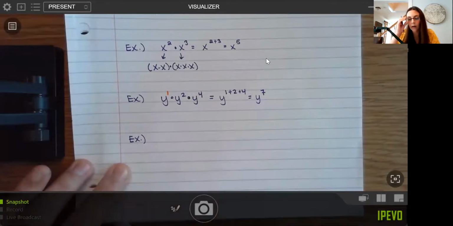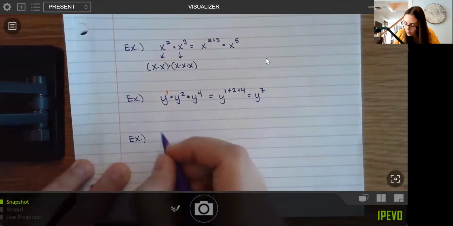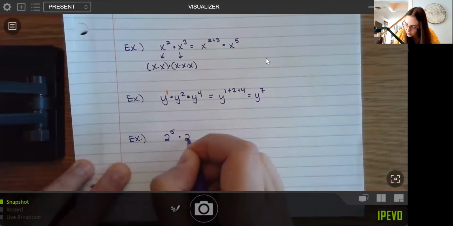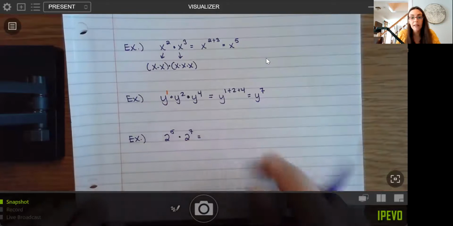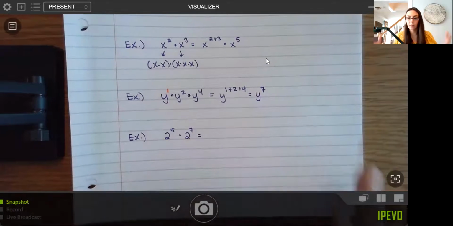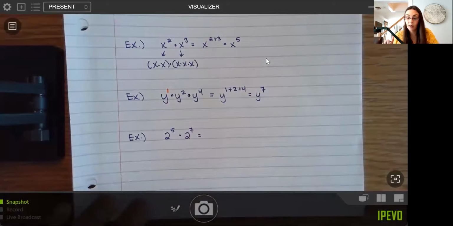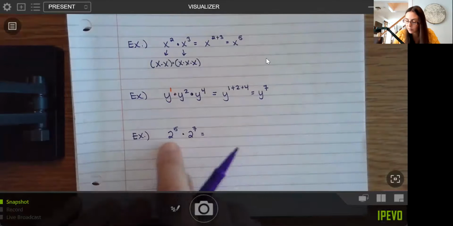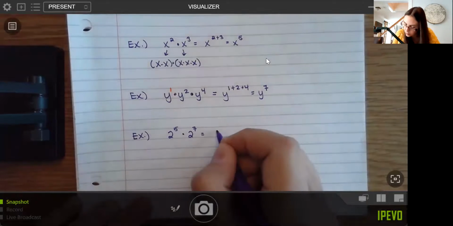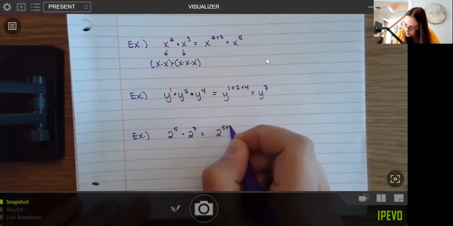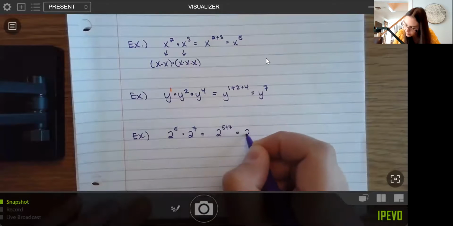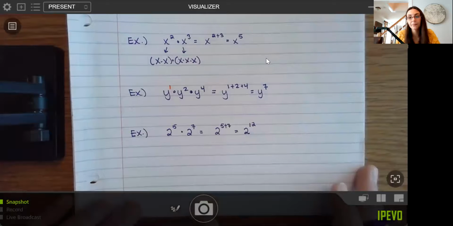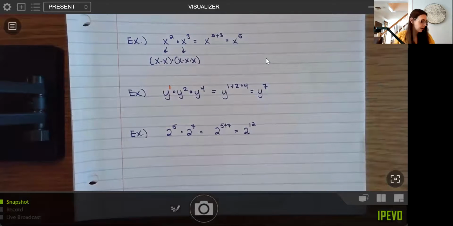And this even works if our numbers are part of the exponent expression. So let's say I had 2 to the 5th times 2 to the 7th. Now these are some pretty big numbers. If you actually wanted to multiply this out, you get a pretty large number here, but let's say I want to leave it as an exponent. Again, I have the same base, which is important. So I just do 5 plus 7 and I get 2 to the 12th. Okay, so it works the same way here.